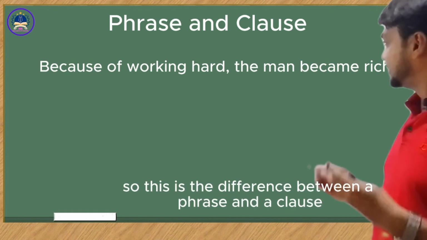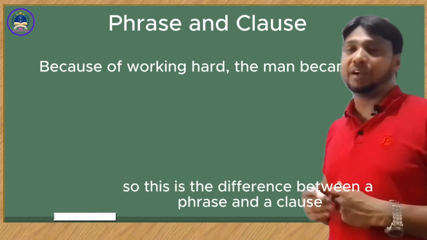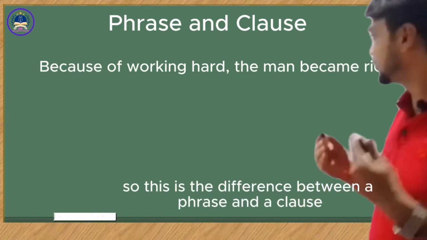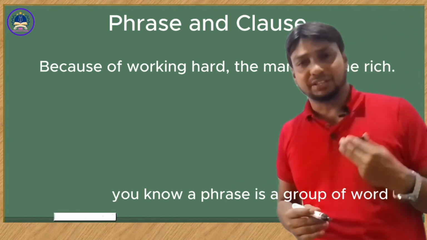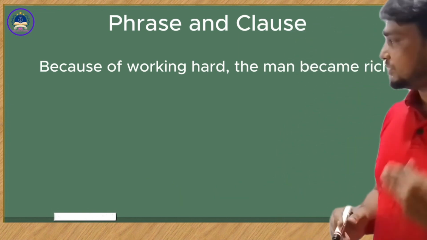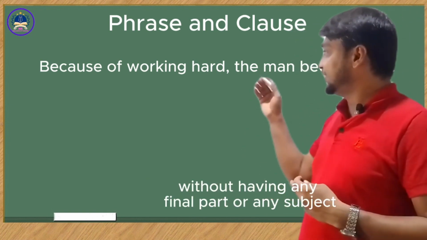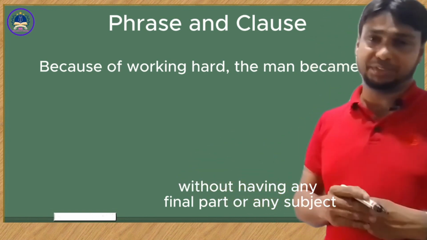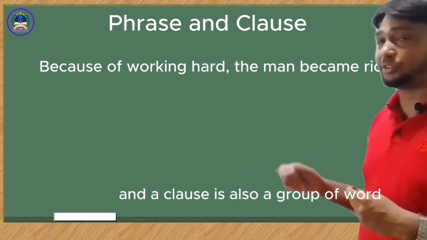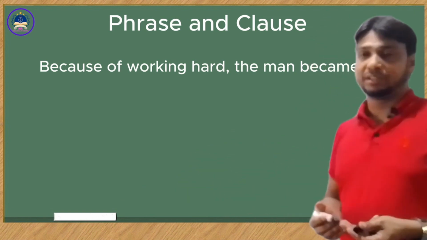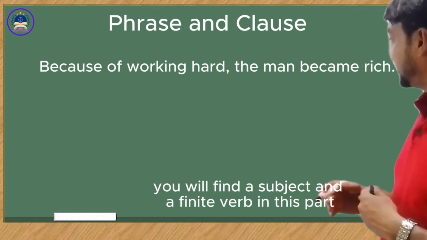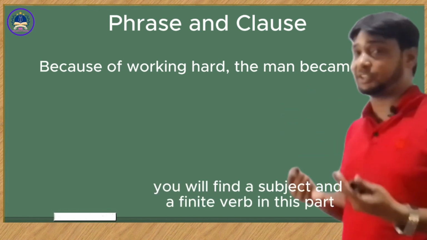So, this is the difference between a phrase and a clause. You know, a phrase is a group of words without having any finite verb or any subject. And a clause is also a group of words, but you will find a subject and a finite verb in this part.